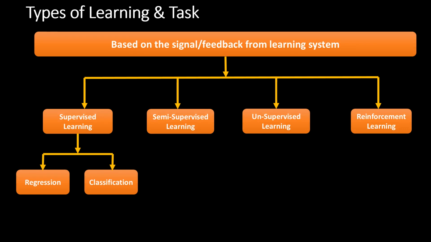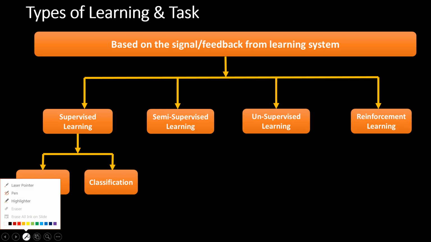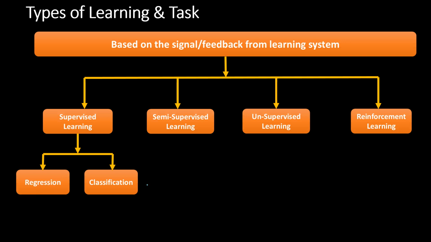So as we have discussed even earlier, there are basically four types of learning: supervised, unsupervised, semi-supervised, and reinforcement learning. And we mainly discuss supervised learning. There are two types of tasks there: regression and classification.